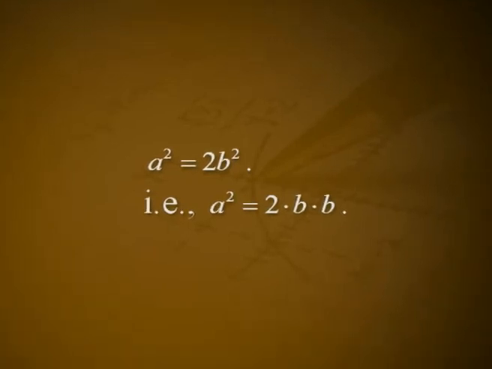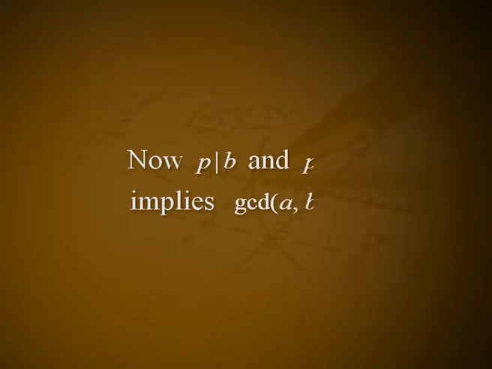Hence, by the definition of divisors, we have b divides a square. If b greater than 1, then the fundamental theorem of arithmetic guarantees the existence of a prime p such that p divides b. Then it follows that p divides a square, that is p divides a into a. Hence, by theorem 1, it follows that p divides a. Now, p divides b and p divides a implies GCD of a and b is greater than or equal to p. We therefore arrive at a contradiction unless b is equal to 1.